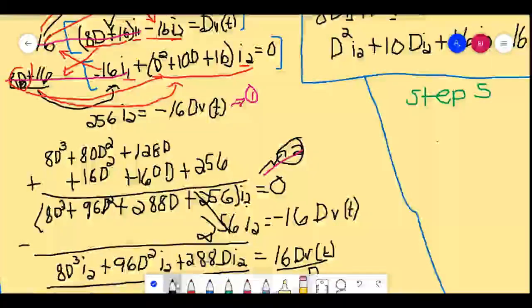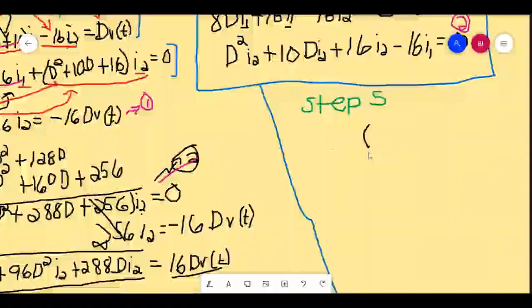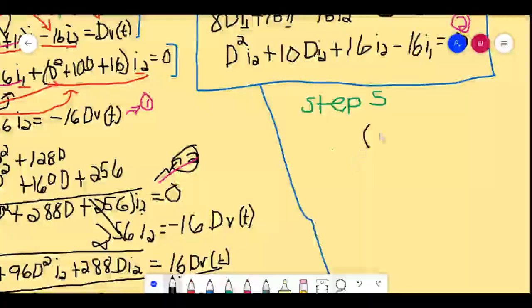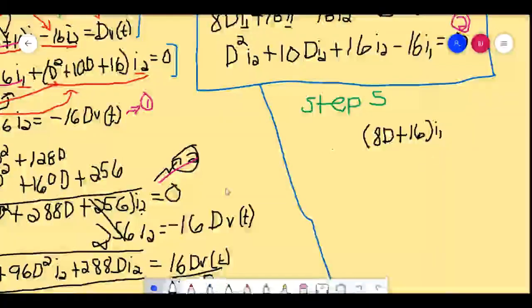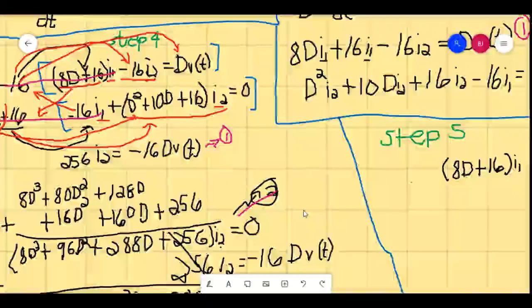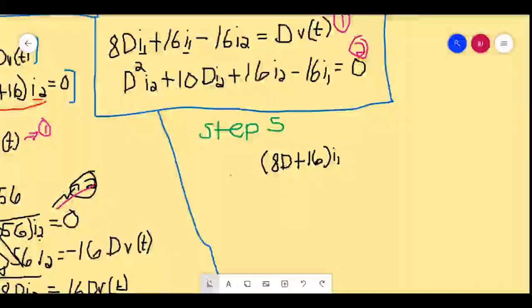So we will rewrite this, unfortunately. So we have here 8d plus 16. Remove this. So 8d plus 16 I1. Then we have negative 16 I2, or minus 16 I2 equals v(t).